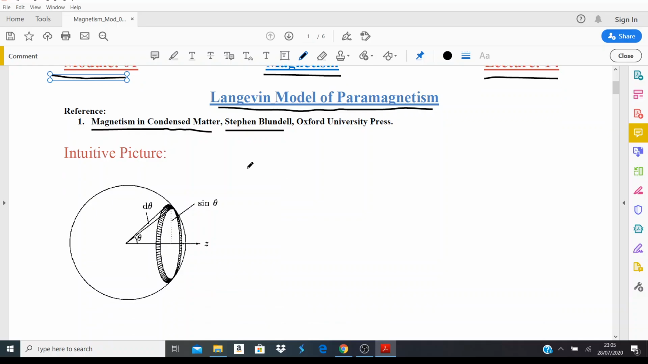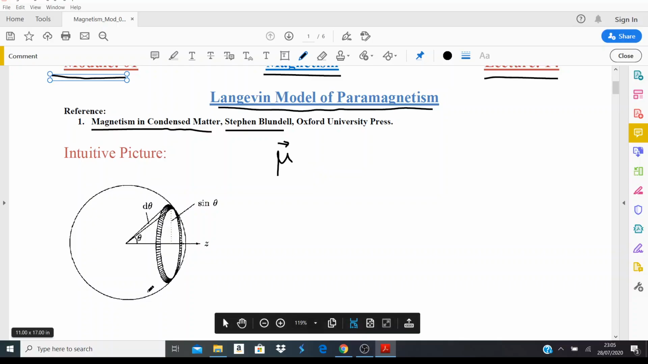So during the discussion of the Langevin model, we have an intuitive picture in our mind that we have a piece of solid, and inside that solid we have a number of ions or atoms, right? And every ion and atom has some magnetic dipole moment, mu, let's say here, right? And they can be directed in any direction in three-dimensional space. So to cover all the directions, we were considering a sphere of unit radius, right? And we are considering those moments which lie in this annulus first, right?